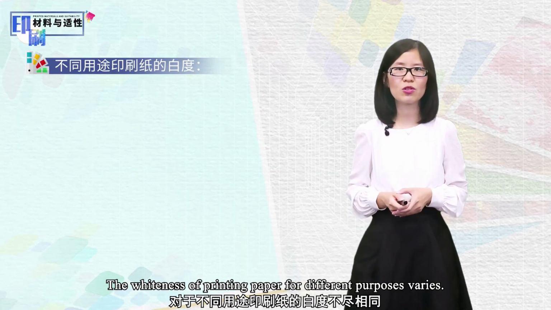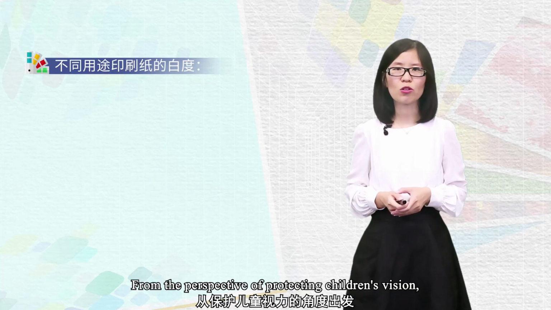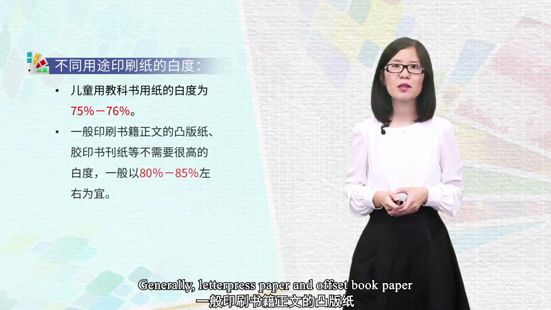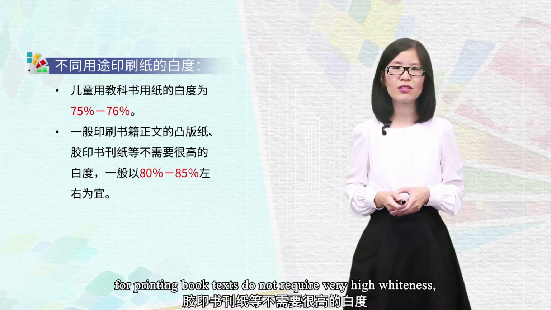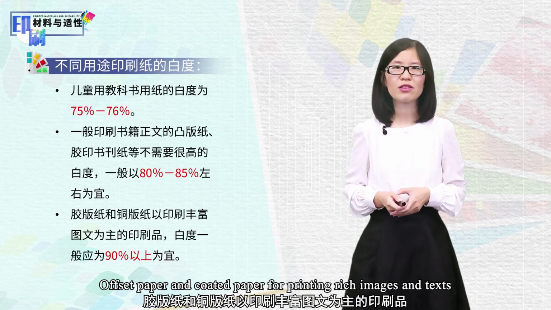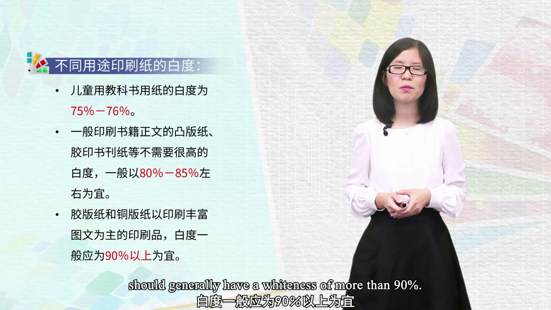The whiteness of printing paper for different purposes varies. From the perspective of protecting children's vision, the whiteness of paper for children's textbooks is 75 to 76%. Generally, letterpress paper and offset book paper for printing book texts do not require very high whiteness, generally about 80 to 85%. Offset paper and coated paper for printing rich images and text should generally have a whiteness of more than 90%.